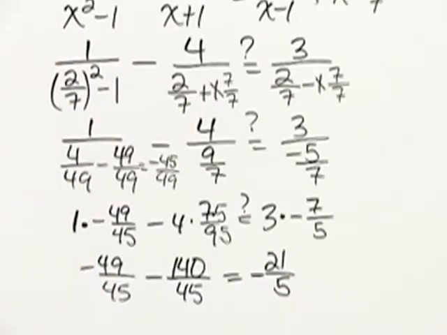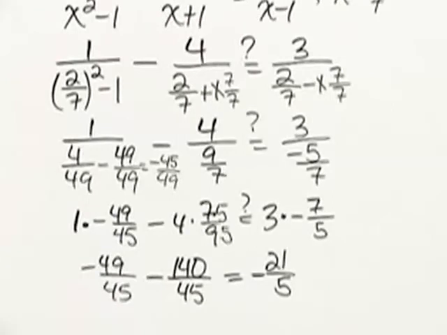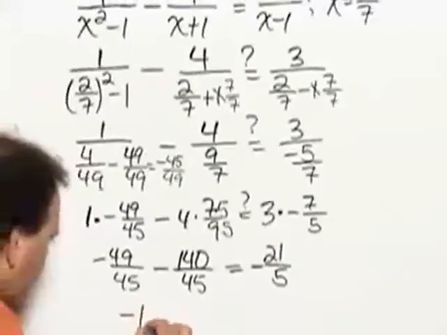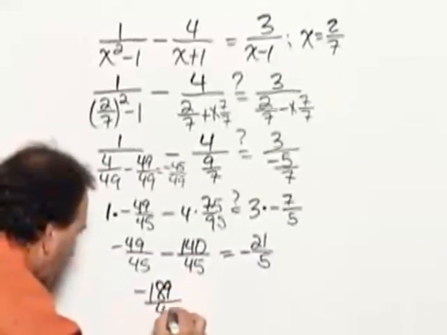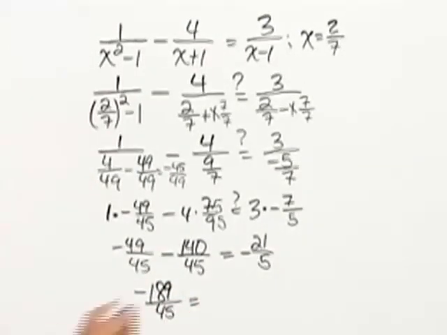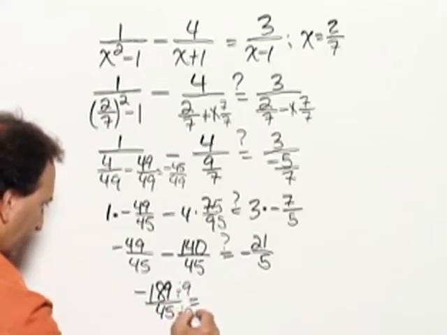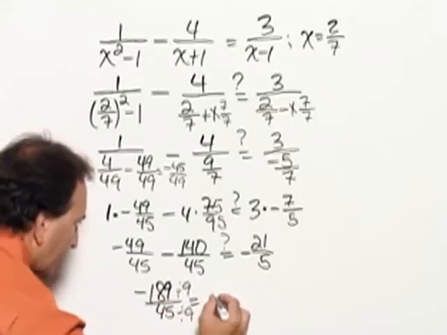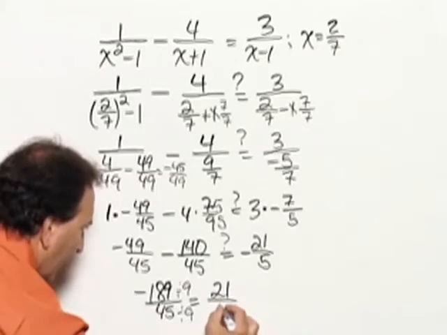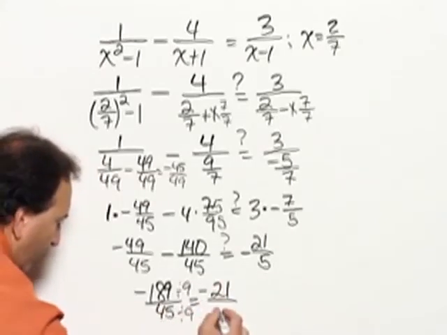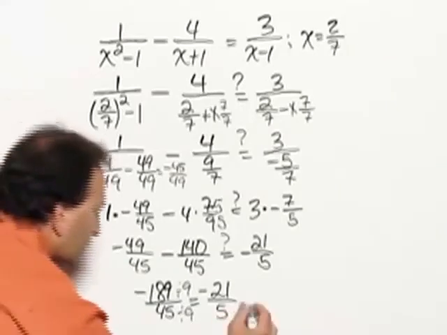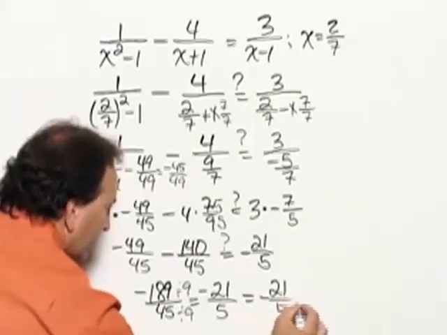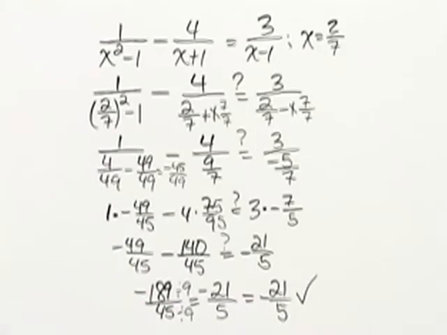Now on the left-hand side, they're both negative, so we add them together and we get negative 189 over 45. Now before, I should have put my question mark there. Let's notice that 9 will divide into each of these. So divide by 9, divide by 9. 9 goes into here 21 times, and it's the negative. 45 divided by 9 is 5. So in fact, it does equal negative 21/5, and it checks. That tells us our answer is 2/7.